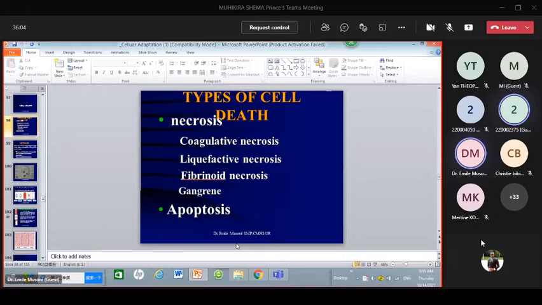In necrosis, there are several types. There is coagulative necrosis, liquefactive necrosis, caseous necrosis, and gangrene.